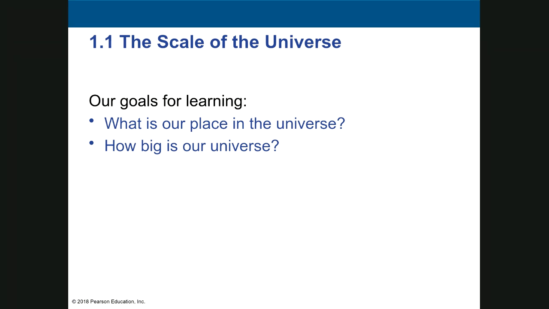So we want to get a context of what kind of stuff we'll be looking at. I've said these words like stars, planets, galaxies, and the universe, and you might have an idea of what they mean, but we want to define them and get a sense of how big they are relative to each other. And that's kind of our goal for today, okay?